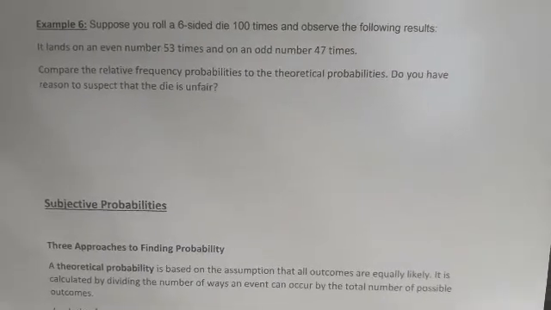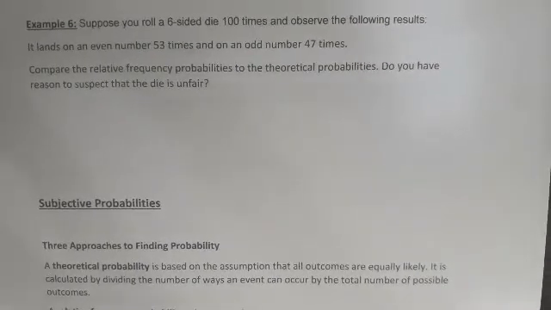Okay, example 6, this is where it's going. Suppose you're rolling a 6-sided die 100 times, and you observe the following. It lands on an even number 53 times, and it lands on an odd number 47 times. We want to compare the relative frequency to the theoretical. So I want to think first about the theoretical.